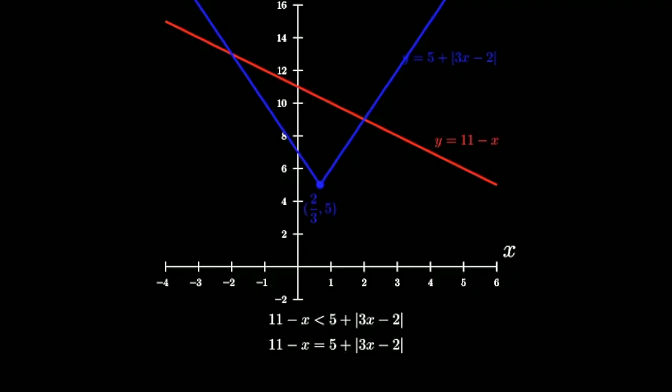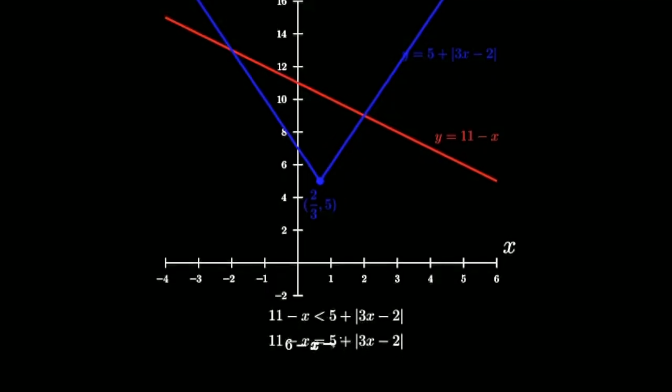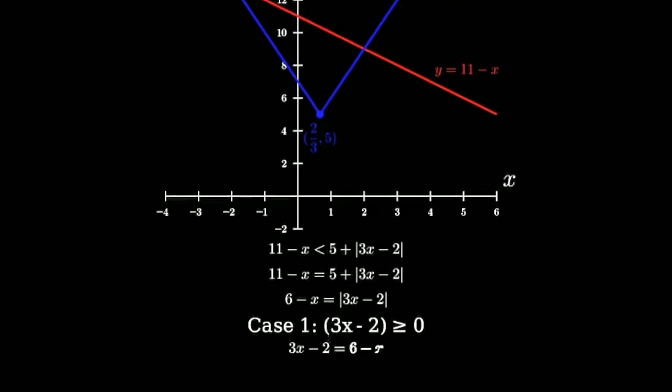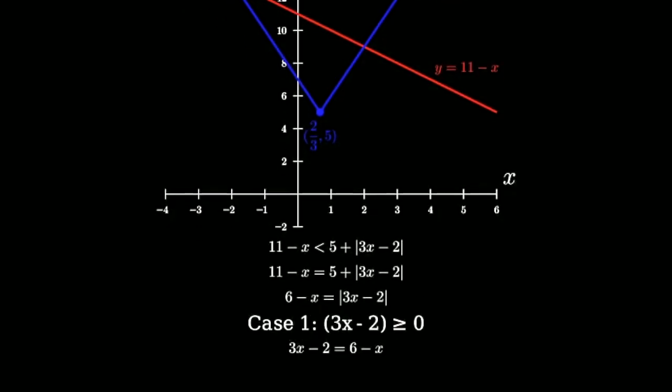Let's solve this algebraically. First, isolate the absolute value term. Subtracting 5 from both sides gives 6 - x = |3x - 2|. Now, we consider two cases based on the definition of absolute value. Case 1: the expression inside the absolute value is positive or 0. So, 3x - 2 = 6 - x.